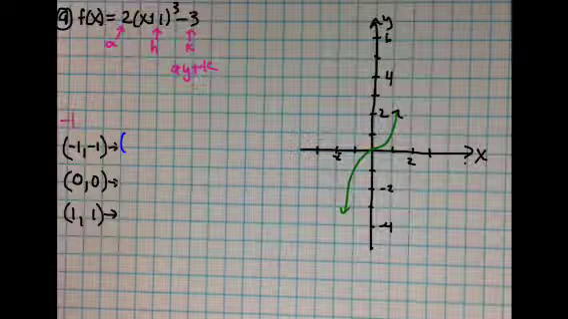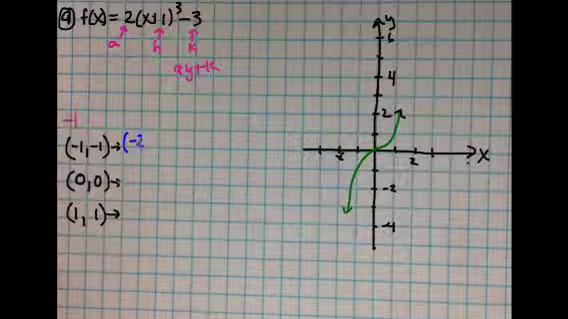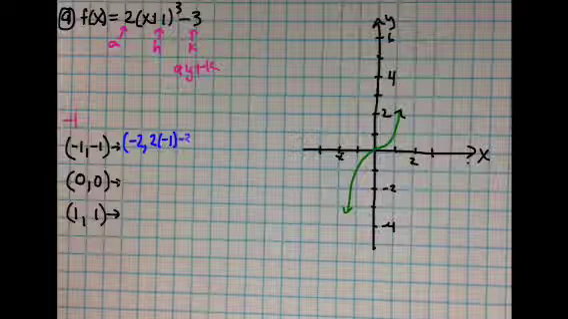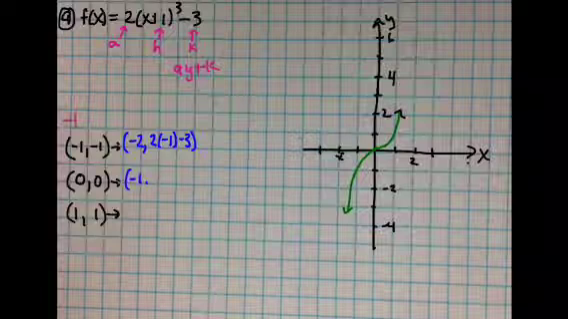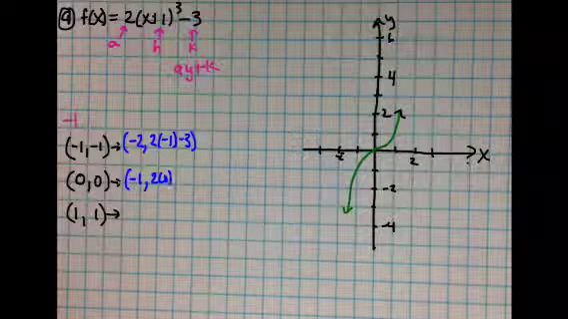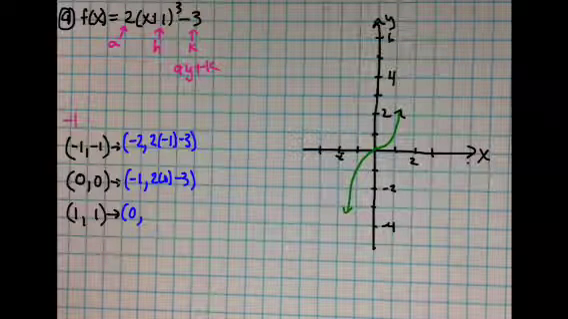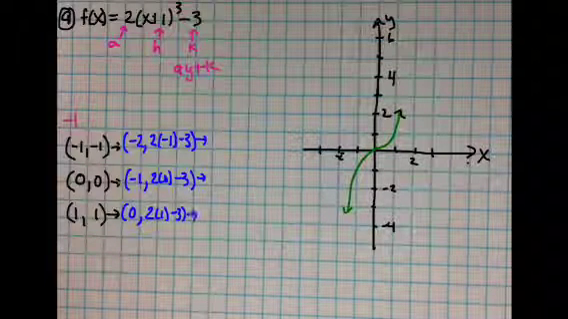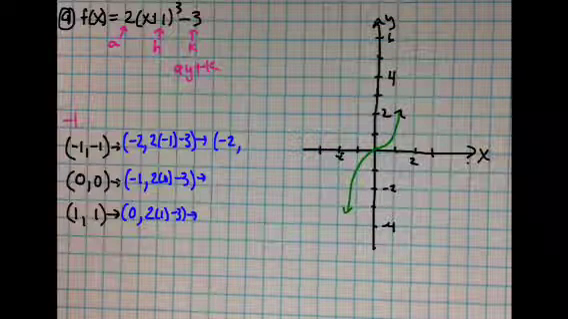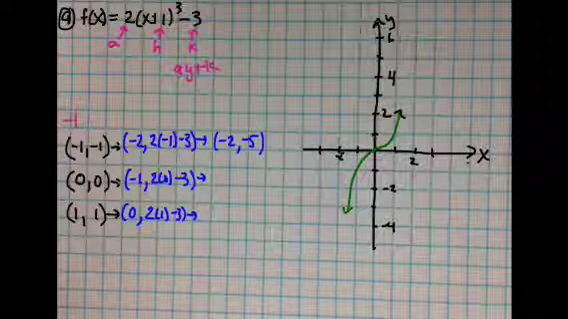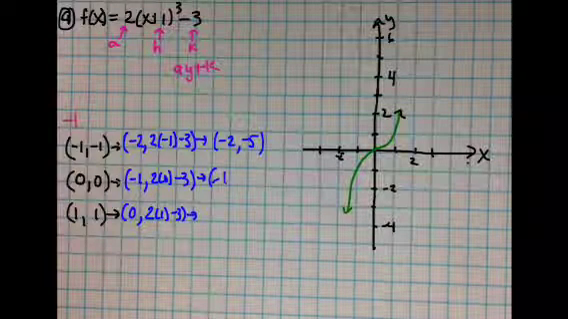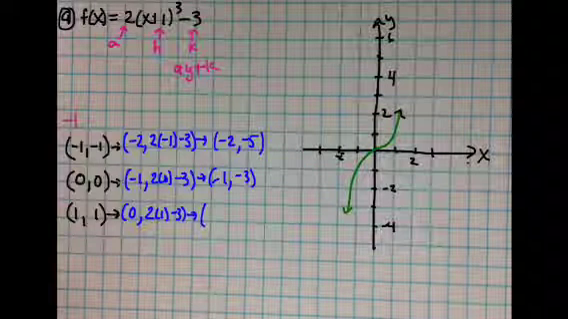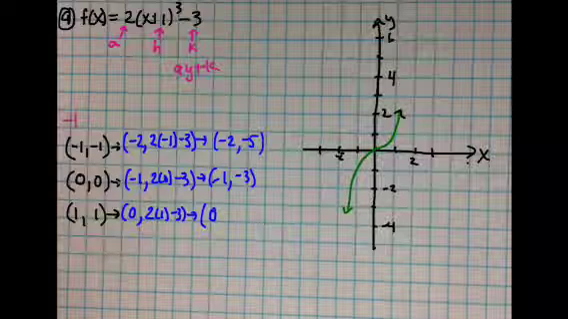So -1 minus 1 is -2. And then 2 times -1 minus 3. Negative 1 plus 0 is negative 1. And then 2 times 0 minus 3. Negative 1 plus 1 is 0. And then 2 times 1 minus 3. Simplify the points. And we get negative 2, negative 5, because 2 times negative 1 is negative 2, minus 3 is negative 5. And then we get negative 1, 2 times 0 is 0, 0 minus 3 is negative 3. And then last but not least, 2 times 1 is 2, 2 minus 3 is negative 1.